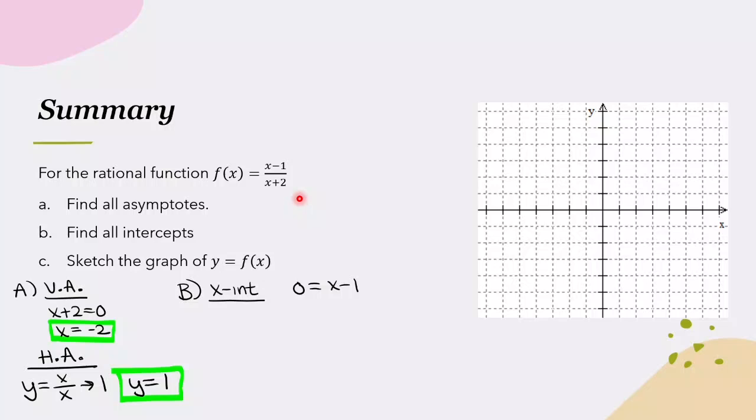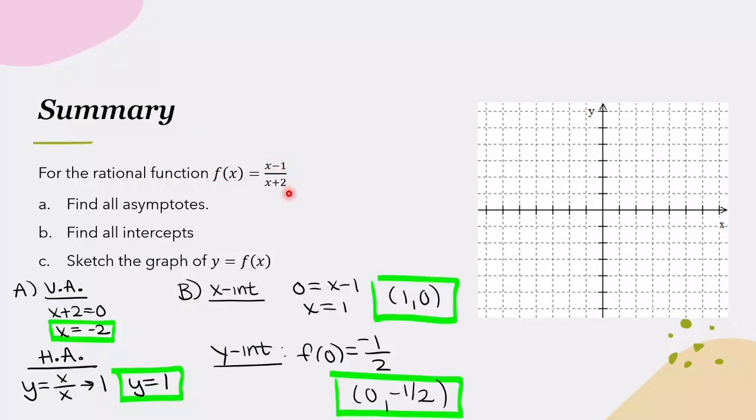The only way a fraction can equal 0 is if the numerator equals 0. So if you want to find x-intercepts, they are going to occur at zeros of the numerator. Vertical asymptotes occur at zeros of the denominator. X-intercepts occur at zeros of the numerator. So I set my numerator equal to 0, solve for x, I get x equals 1. So I have an x-intercept at 1. To find my y-intercept, I just plug in 0 for x, and I get negative 1 divided by 2. So my y-intercept is the point (0, negative a half). My x-intercept is the point (1, 0).